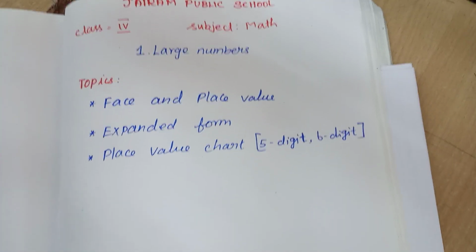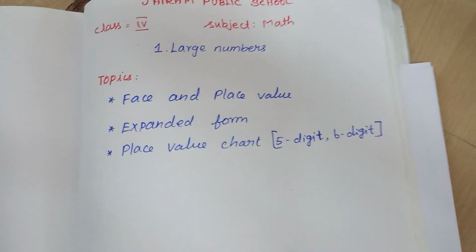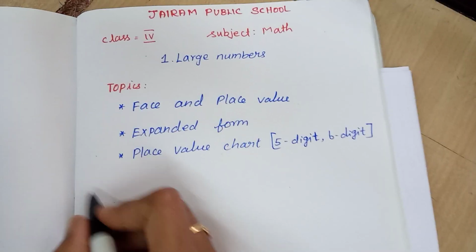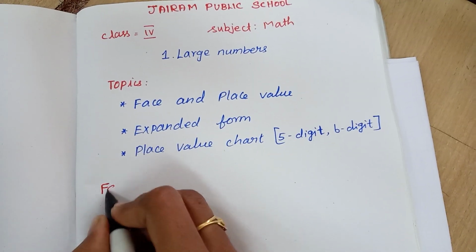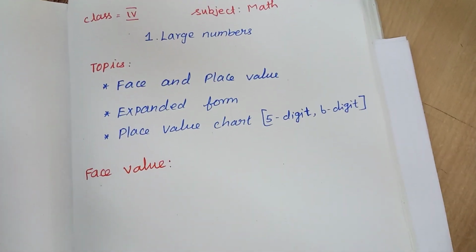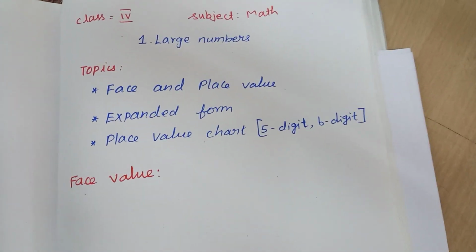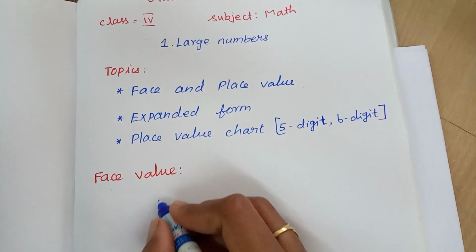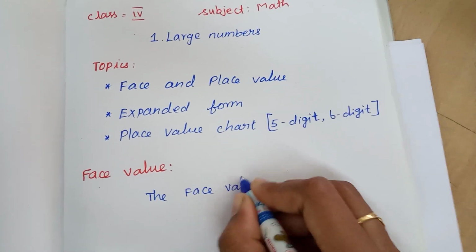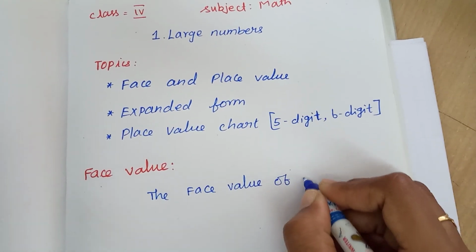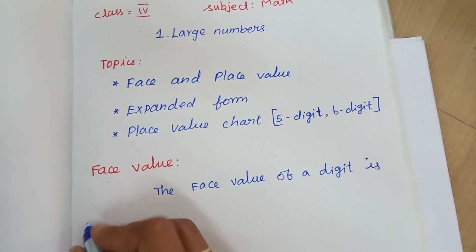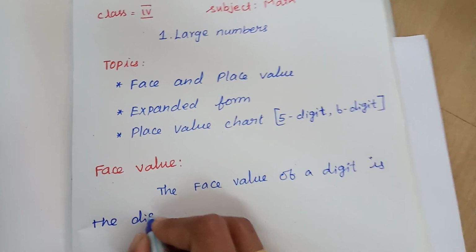You already learned face value and place value in the third standard and second standard itself, so this is a recall. Okay, first one is the face value. Now we see the definition of face value. The face value of a digit is the digit itself.